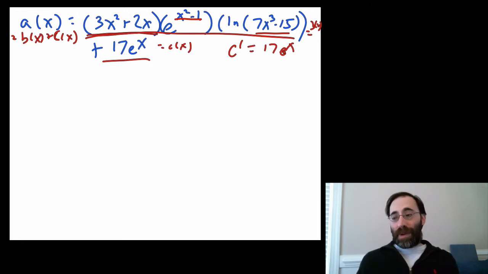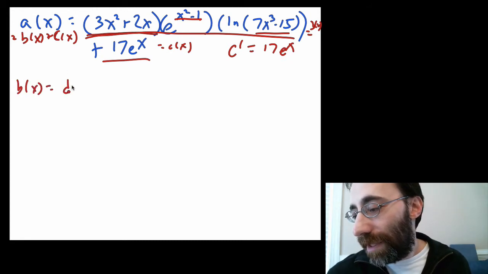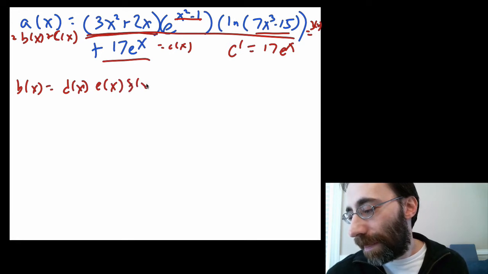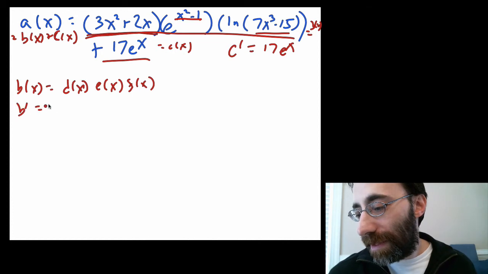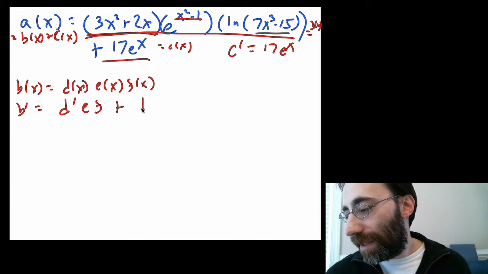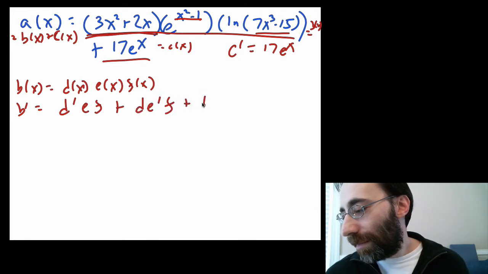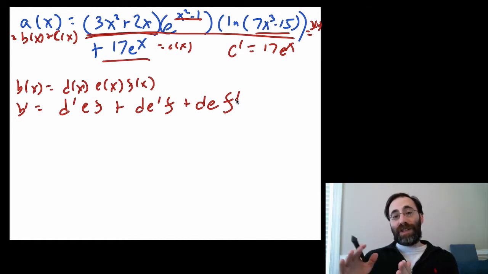So here's three things in the product rule. Let's now call b equal to d times e times f. And what the product rule says is b prime is equal to d prime e f plus d e prime f plus d e f prime. Remember, you have one derivative in each of those terms, and there's one term for each derivative. So there we go. Now we split it up even more.